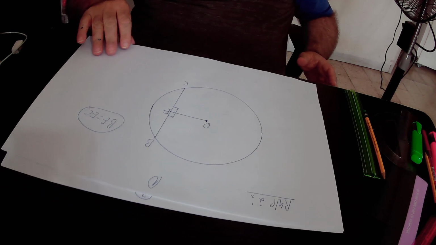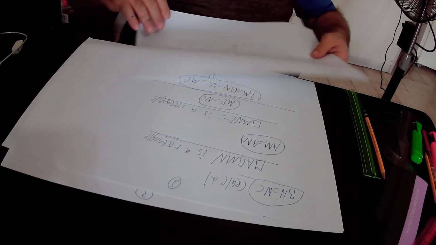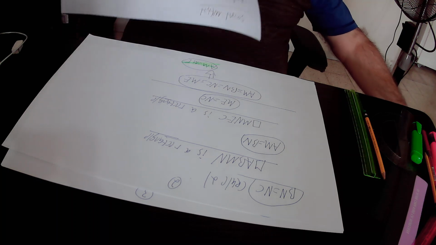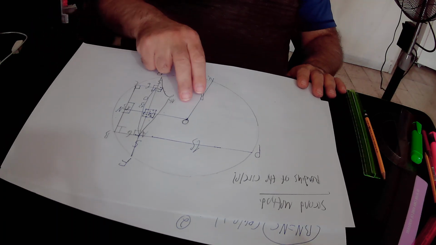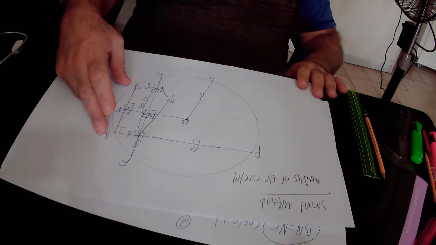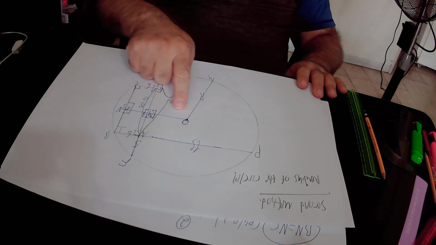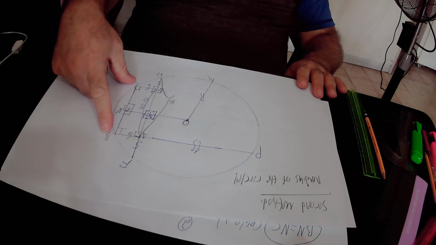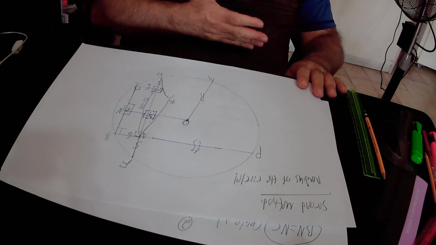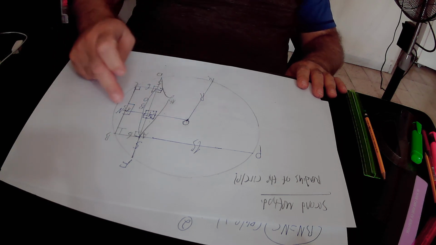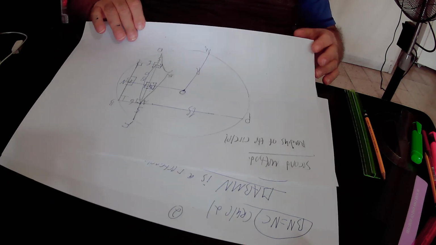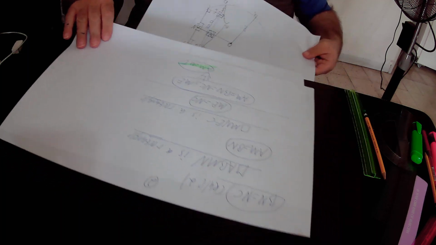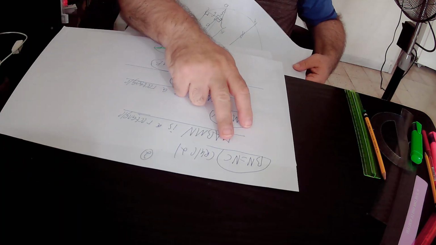So we can implement rule number 2 in our drawing. Why? Because in our drawing we have perpendicular ON on chord BC. And according to rule number 2, the perpendicular ON bisects chord BC. That is to say, BN equals NC.